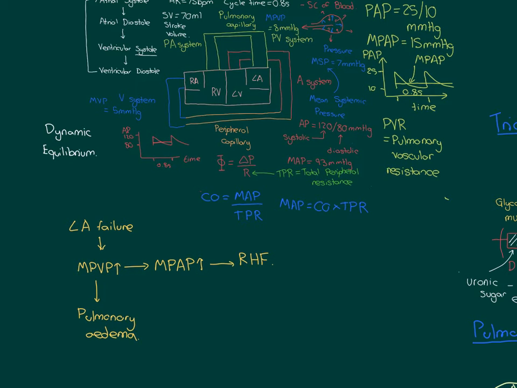So edema means fluid accumulation, and pulmonary edema means fluid accumulation in the pulmonary tissue. So what's going to happen is when you've got very high pressure in the pulmonary capillaries, fluid from the blood starts leaking out more than should, starts leaking out from the pulmonary capillaries, and it ends up in the alveoli spaces. So let me just draw a little picture of this.